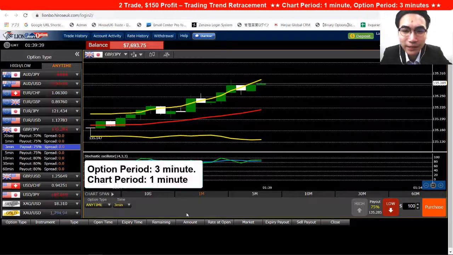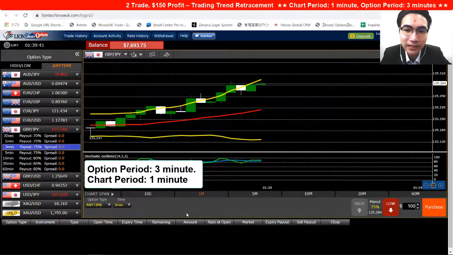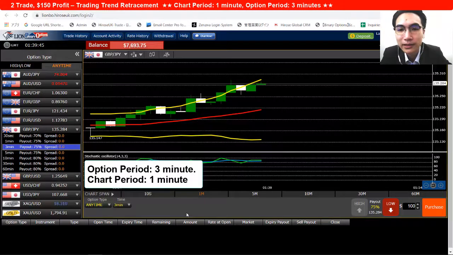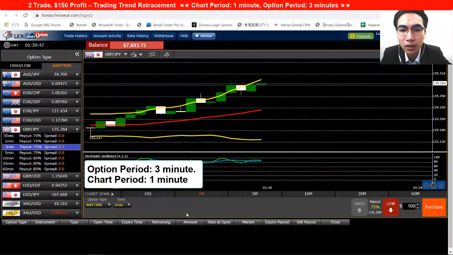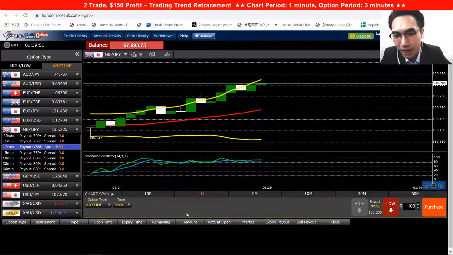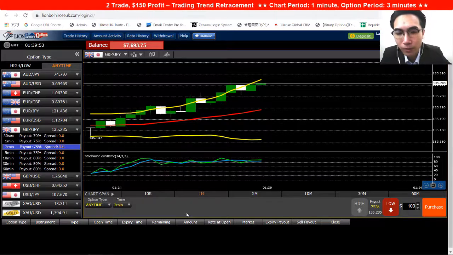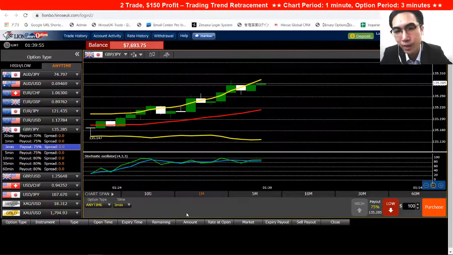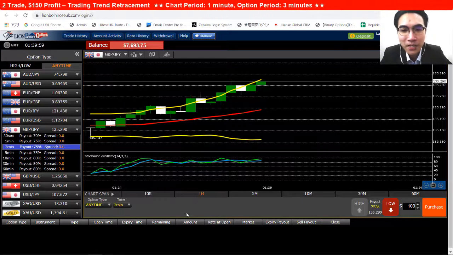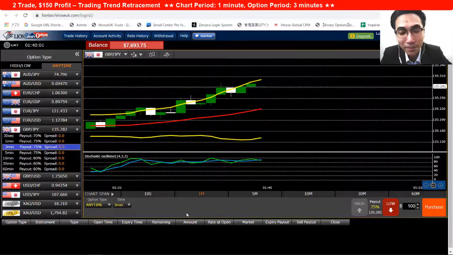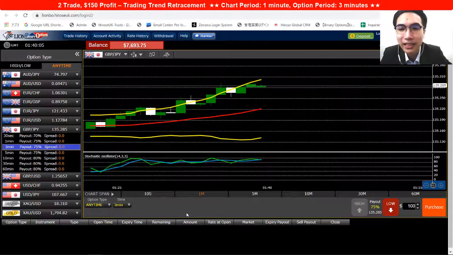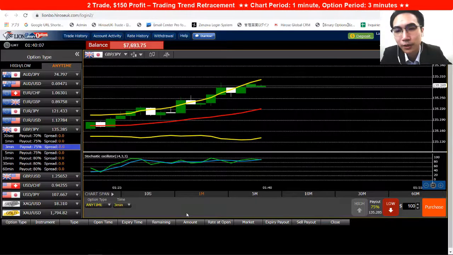For today, as I mentioned just now, I traded with a 3 minutes option by using a 1 minute chart period. If you want to change it, it's all fine, it's all good. If you want to trade with a 30 seconds option, all you need to do is change the chart period to 10 seconds. You can play around with that, test it a bit, and see which one suits you better.